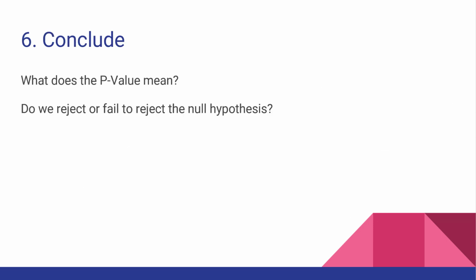So now that you have your p-value, you need to conclude. So what we're saying is, what does the p-value mean? And then based on the p-value, do we reject the null hypothesis or do we fail to reject the null hypothesis? You have to be really, really careful with your wording here, because you'll remember again, we can never prove a null hypothesis to be true. We can't prove someone to be innocent. We can only provide evidence that they are guilty.